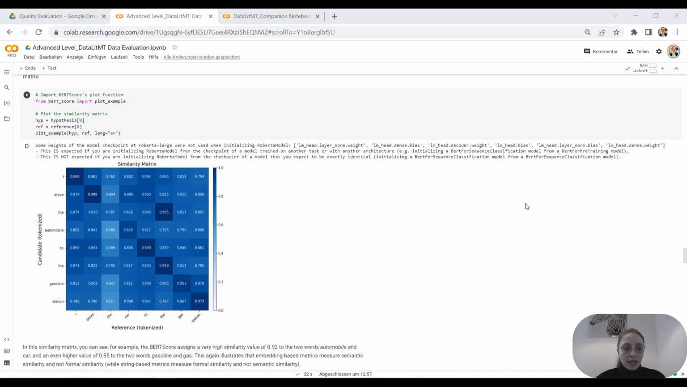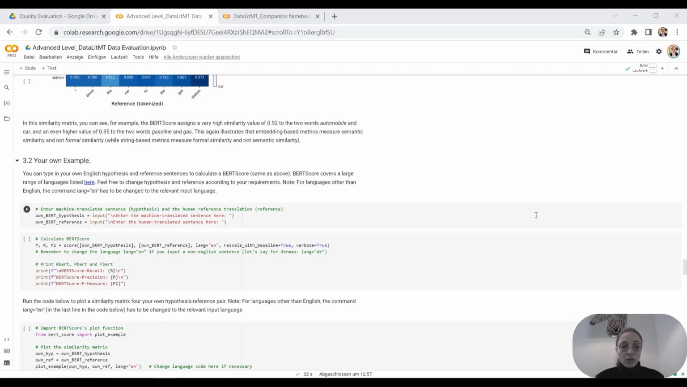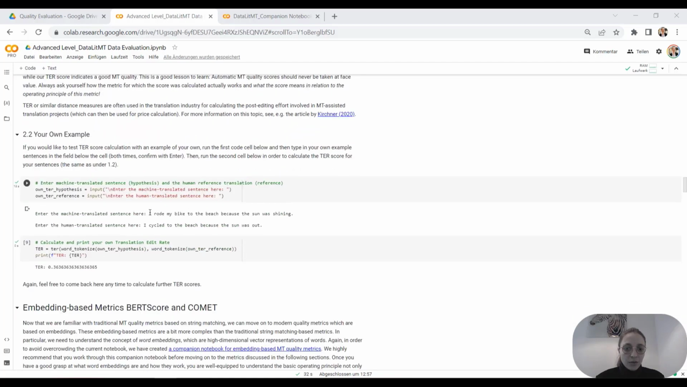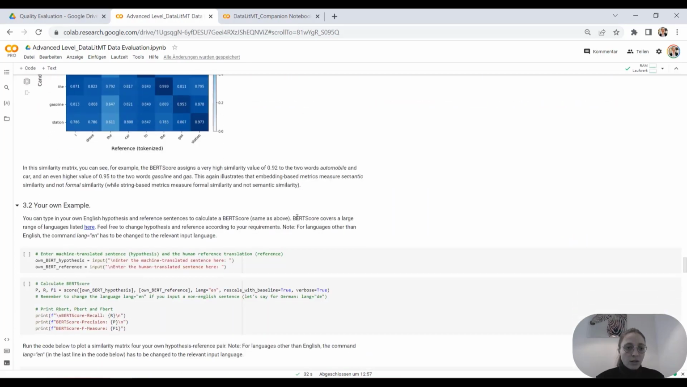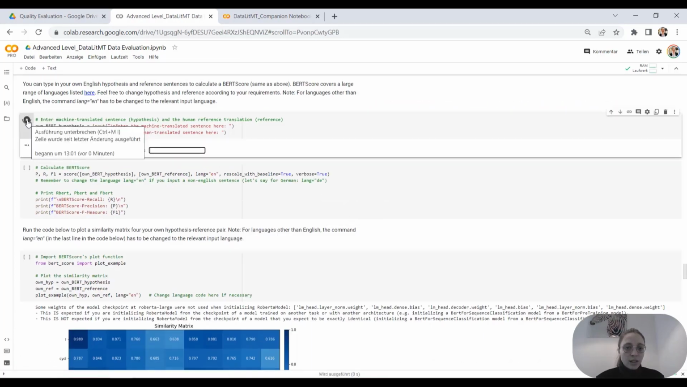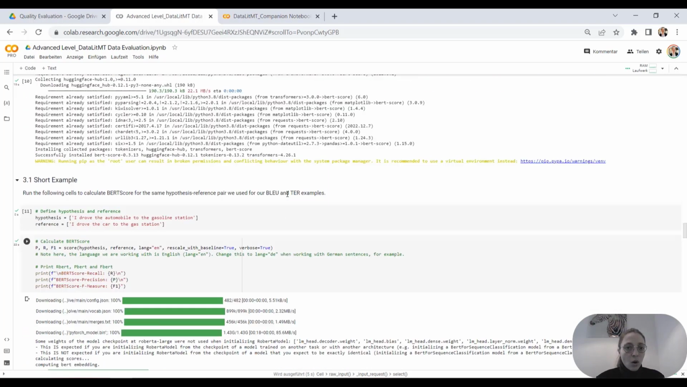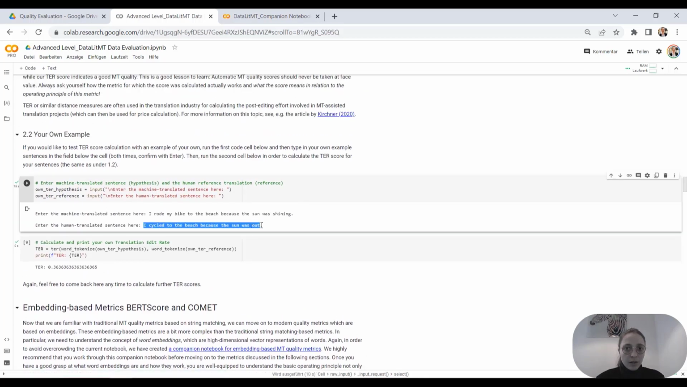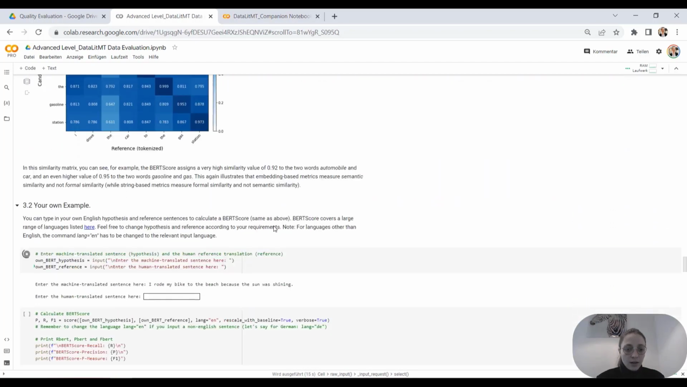BERTScore is calculated. And as we have done above, we can once again calculate our own BERTScore with our own sentences. So I will go up to copy the same sentences that we've used above. So let me copy the hypothesis sentence. And then we have to run this here, and then we click enter. And then I will copy also the reference sentence that we've used above here. I will copy it here. And I will enter this here and then click enter.